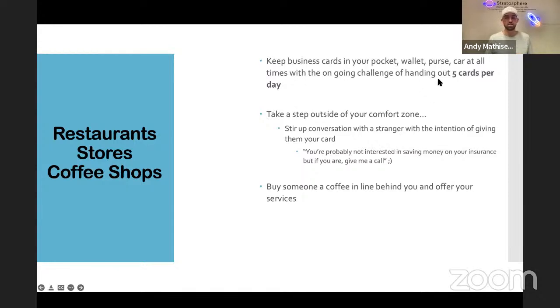The key on this slide is handing out 5 cards per day. If you're anywhere, gas station, store, restaurant, hand out cards. You're always making small talk, right? You're always having these conversations with people. So pass out 5 cards a day. That's just an initiative of your own. If you're passing out 5 cards a day, one of those people will call you.